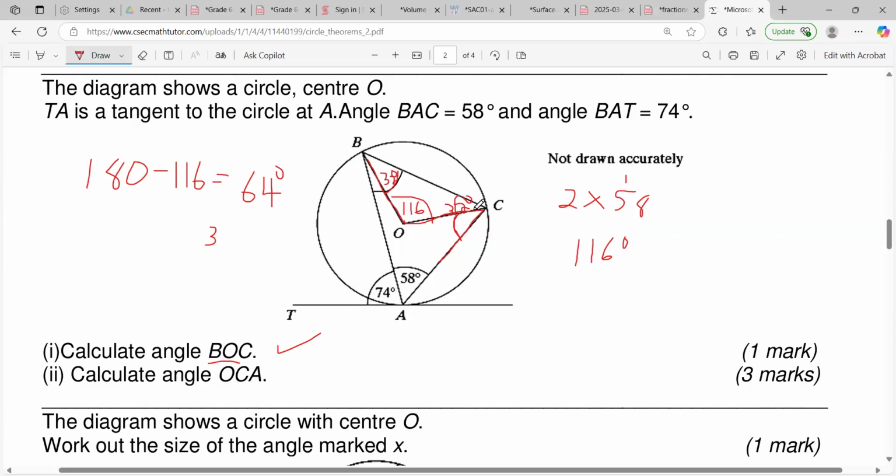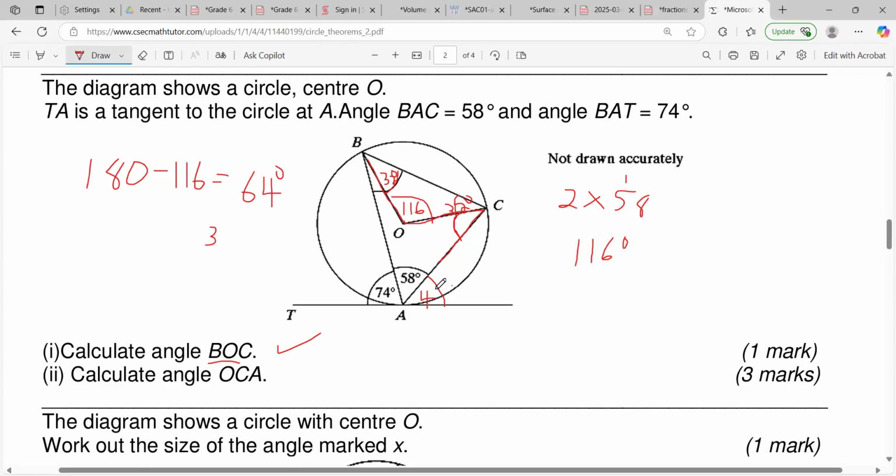Now with the alternate segment, this angle right here, all of this is equal to this right here. And I can find the size of this angle by saying 180. Angles on a straight line add up to 180 degrees, right? So 74 plus 58 plus this would give you the total measurement for all of this. So I'm going to figure out that one here. Let me just use the calculator. So 180 minus 74 plus 58 equals 48. So all of this is 48.